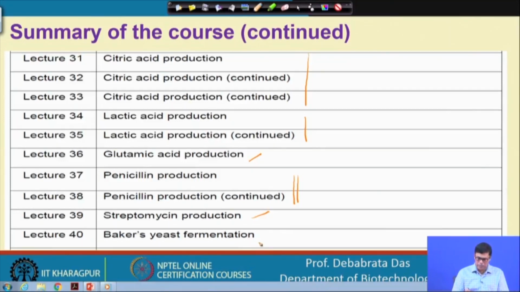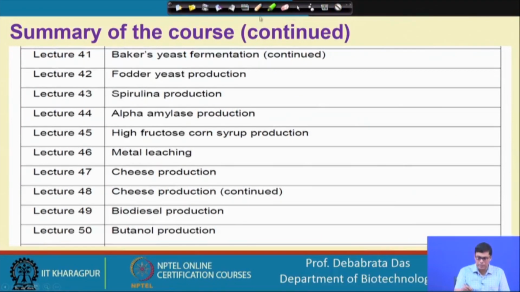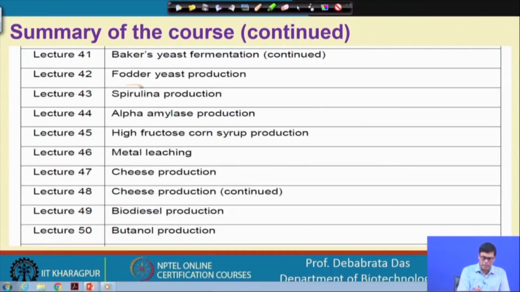Then the Baker's yeast fermentation process I try to discuss, which is largely used in India for the production of different types of bread. The leavening of bread takes place with the help of Baker's yeast, which is not only used for leavening, but the nutritional quality of the bread is also increased to a great extent. And then after that I also discussed fodder yeast. Baker's yeast is used for human consumption, but fodder yeast is usually used for animal feed.